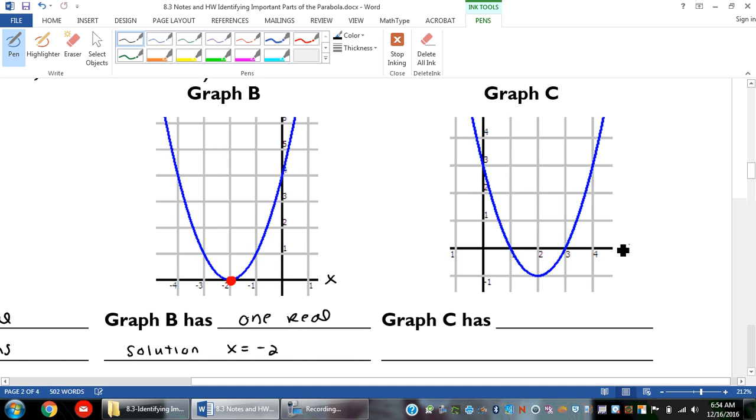All right, and let's go to graph C again. We look at the x-axis. If you notice, I intersect the x-axis twice. So how many solutions will it have? It will have 2 real solutions. And those solutions are x equals 1 and 3.